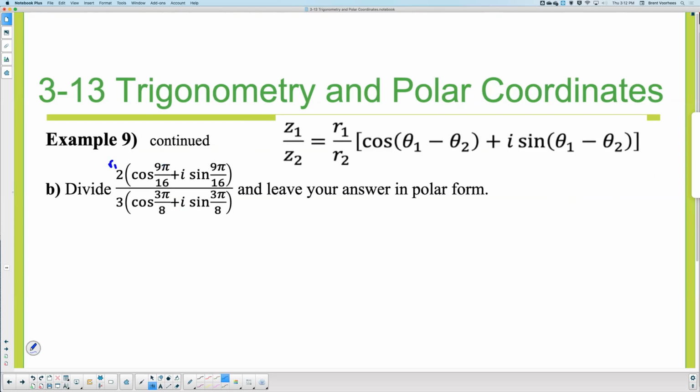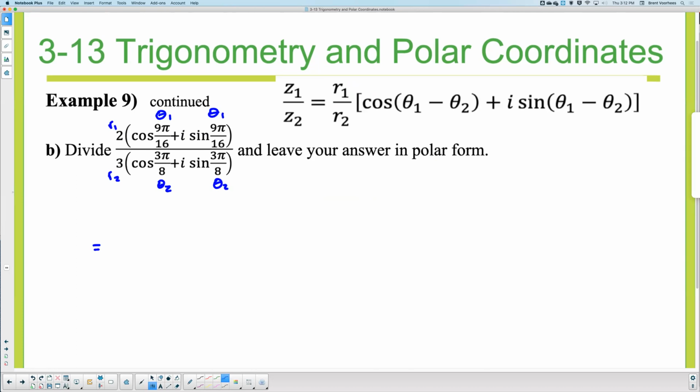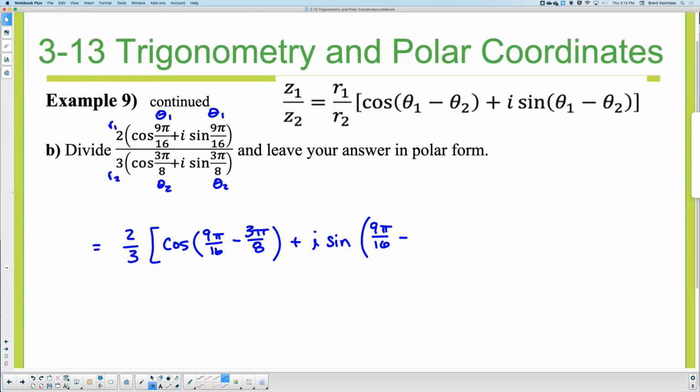This is going to be R1. This is theta 1, theta 1. This is going to be theta 2, and that is R2. So if I need to divide, I would have 2/3. And then it's the cosine of theta 1, which is 9 pi over 16, minus theta 2, which is 3 pi over 8. Plus I sine, and again, theta 1, 9 pi over 16, minus theta 2, 3 pi over 8.